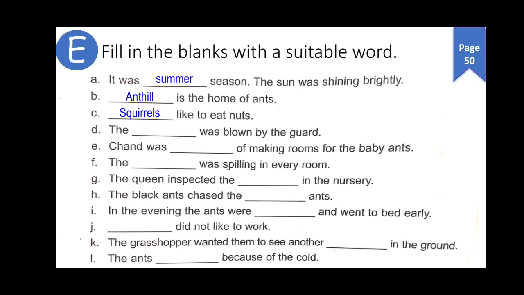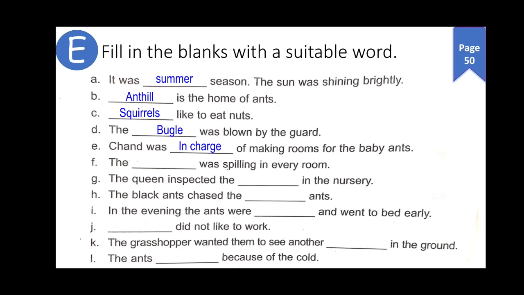The dash was blown by the guard. The bugle was blown by the guard. Chand was dash of making rooms for the baby ants. Chand was in charge of making rooms for the baby ants.